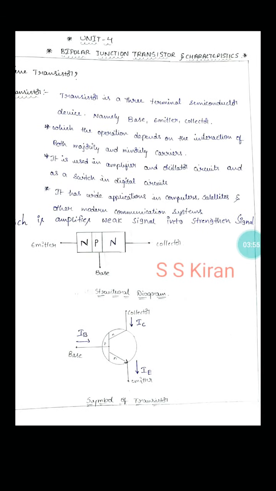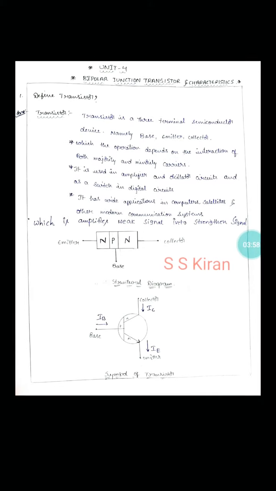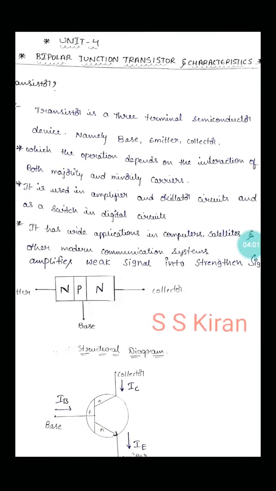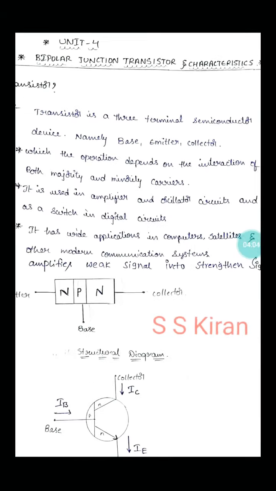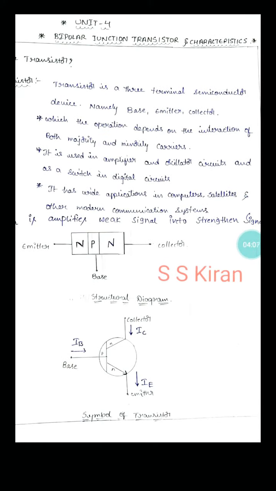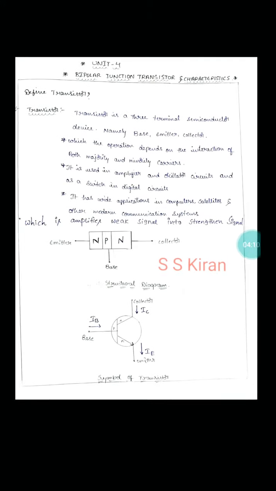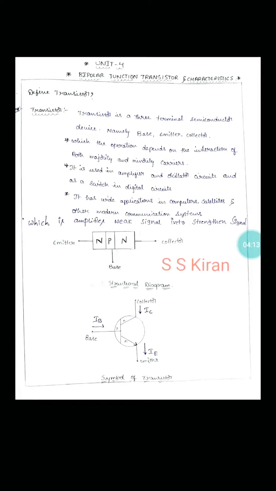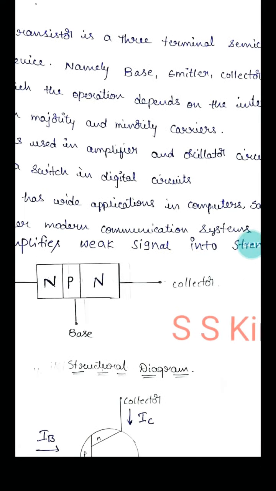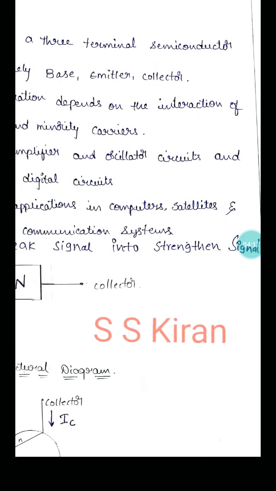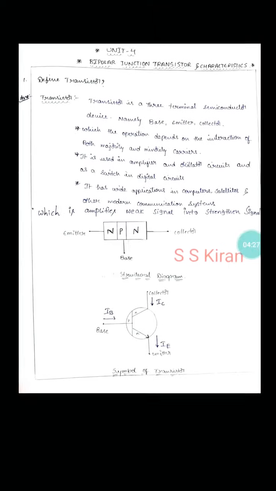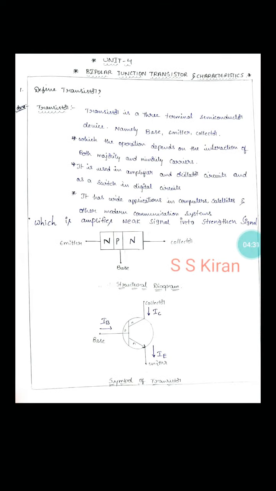Coming to the final definition of the transistor: a transistor is a 3-terminal semiconductor device having 3 terminals, namely base, emitter and collector. The important point is that it amplifies a weak signal into a strengthened signal. This is the structural diagram, and this is the symbol of the transistor. This is our first question with answer. If you write like this, you will get good marks in your end examination.